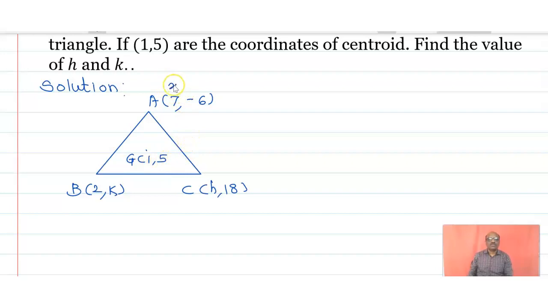Now the coordinate of this A is x1, y1, B ला काय ट्रीट करना x2, y2, okay, and C is x3 and y3. Simple formula इथे आपण apply करना by the centroid formula.